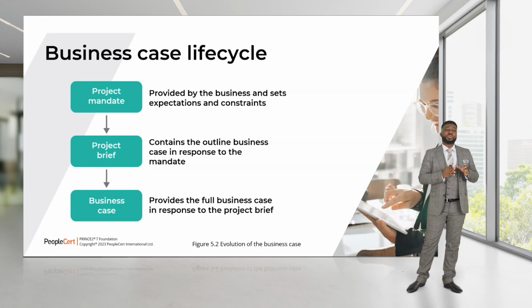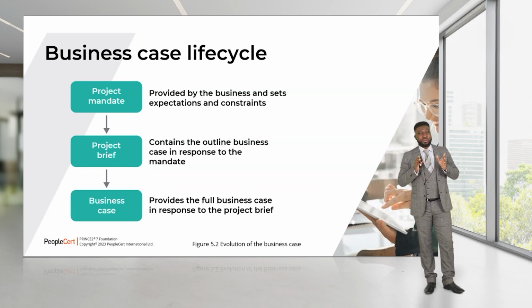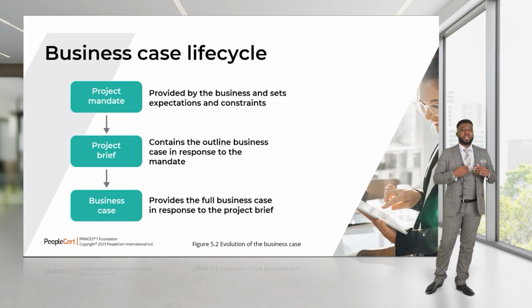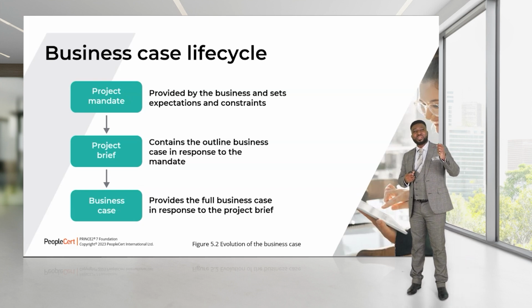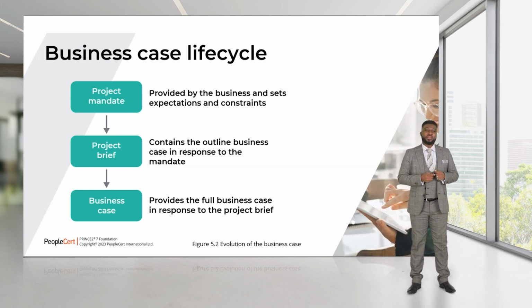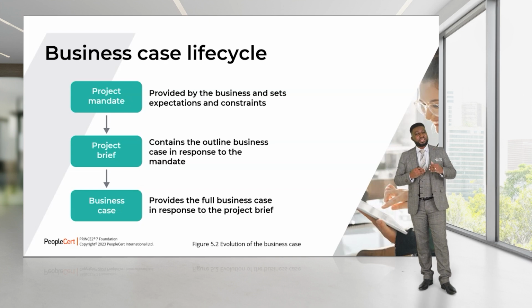Those expectations and constraints will go into our project brief when we create our outline business case. If you remember, we created our first business case in the starting up a project process, which we'll call the outline business case. This will be included in our project brief. Later on, when we get to the initiating a project process, we said we're going to take that outline business case and we're going to update it. So it's going to become a full business case or detailed business case. All the headings of our business case are still going to be the same, except we have more information than we did when we were in the starting up a project process. So that's the general life cycle of it.